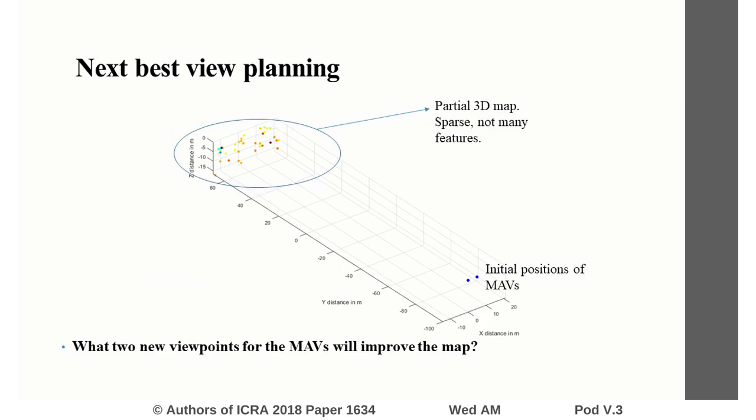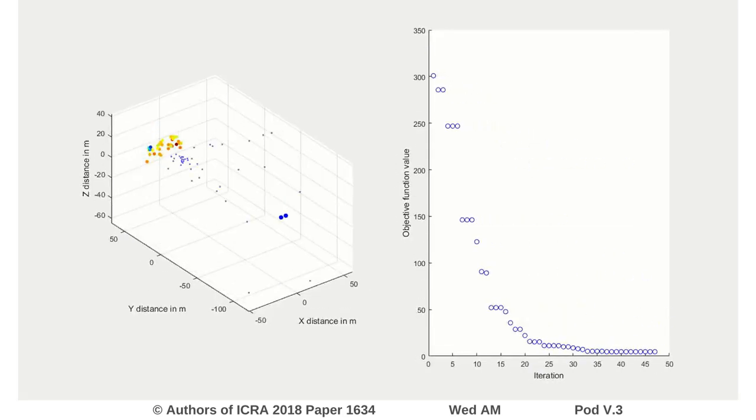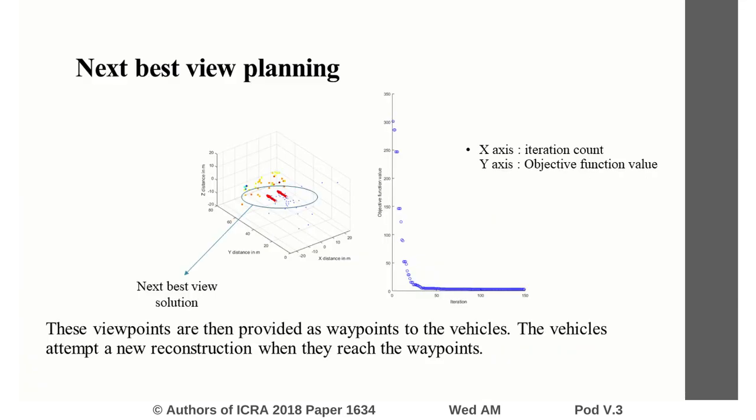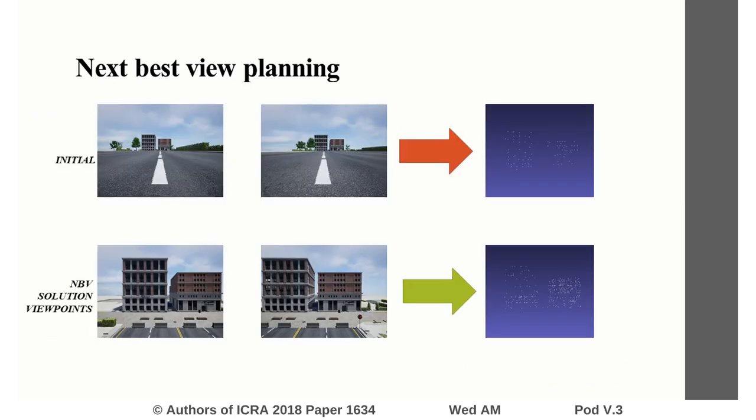2 vehicles start off at a significant distance from a building and are only able to create a very sparse map. When the next best view planner is run on this case, it quickly samples various poses and computes the best pair of viewpoints, close to the scene and thus potentially resulting in a better map. And indeed, this does result in a better reconstruction with a higher number of points.